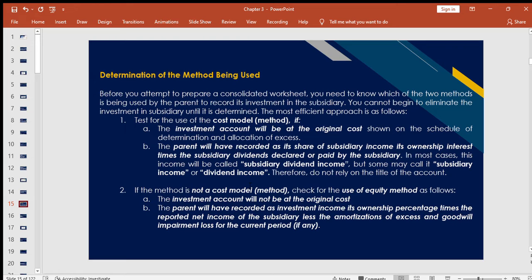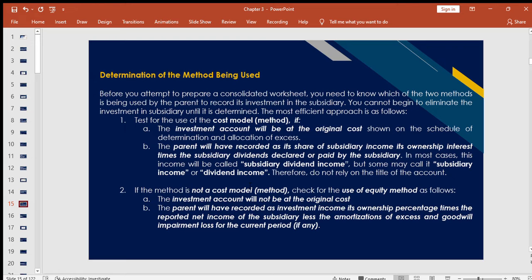Okay? That's for the use of the cost model. If the investment account will be at the original cost shown on the schedule of determination, then it is a cost model. The parent will have recorded its share of the subsidiary's income as its ownership interest in the subsidiary's dividend declared. In most cases this income will be called subsidiary dividend income. Okay, that is for cost model. So kapag hindi naman cost model yung ginamit, check for the use of equity method as follows.